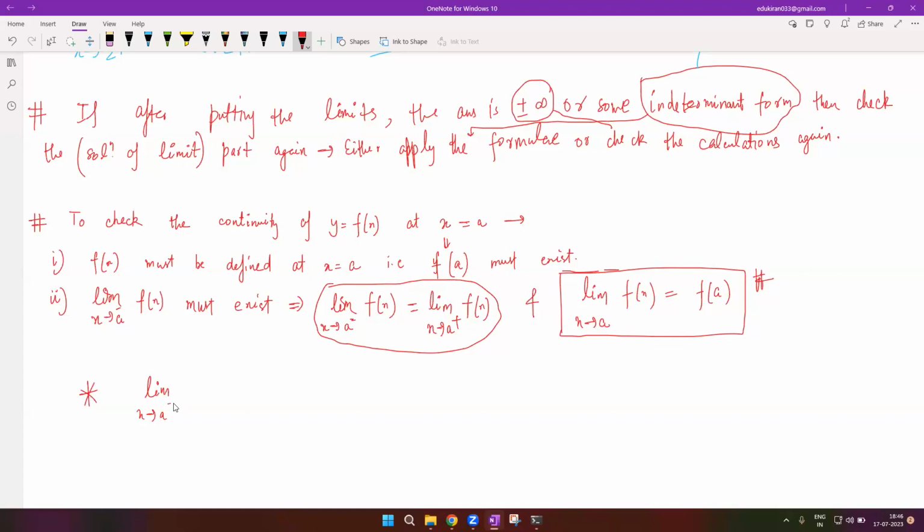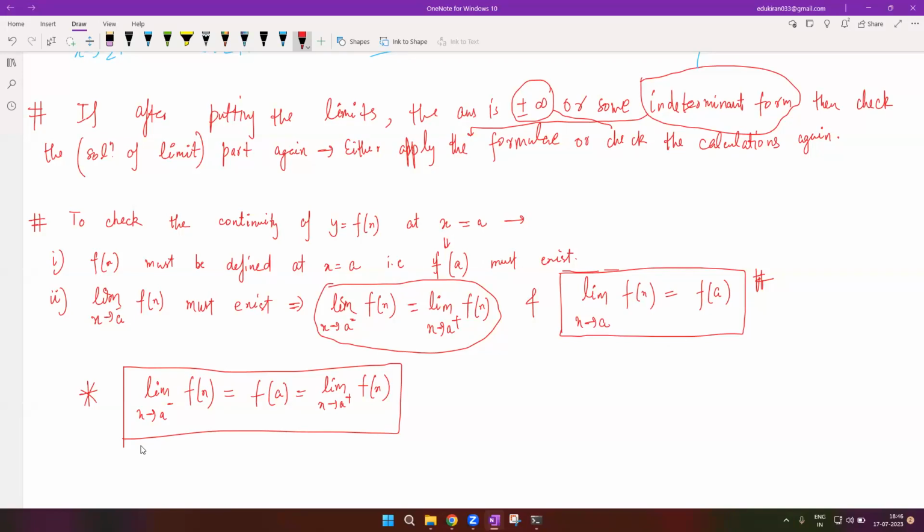Limit x tends to a negative f(x), LHL at x equals a, then the value of the function at x equals a, and RHL of the function at x equals a must be equal. If these three things are equal, then I'll say the function is continuous at this point. The point is x equals a.